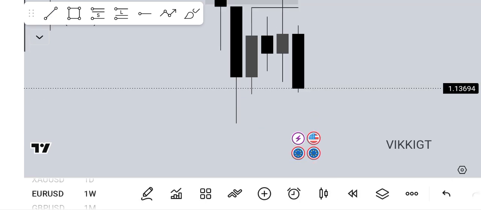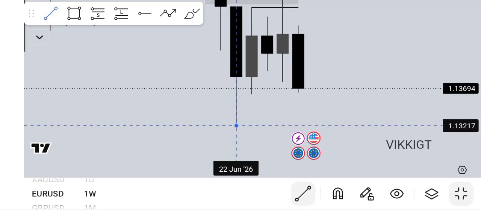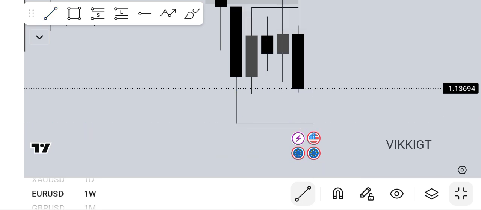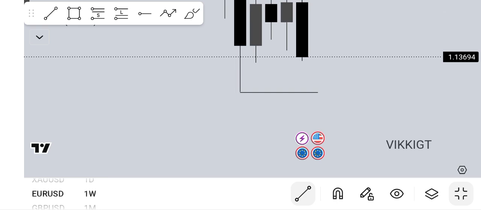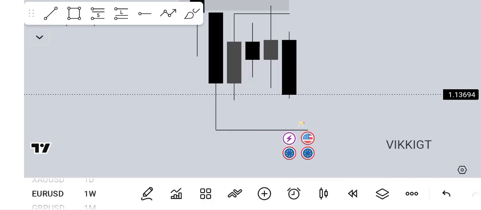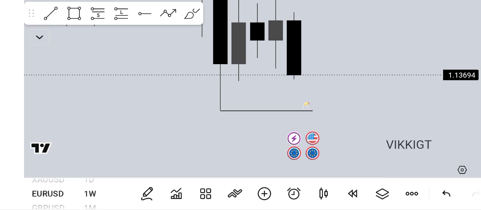And then where is our draw on liquidity? So this is our draw on liquidity. We are here in price, and we are possibly going to draw into this low at this point. So this is our exit. This is our draw on liquidity. Then let's head over to the daily time frame.